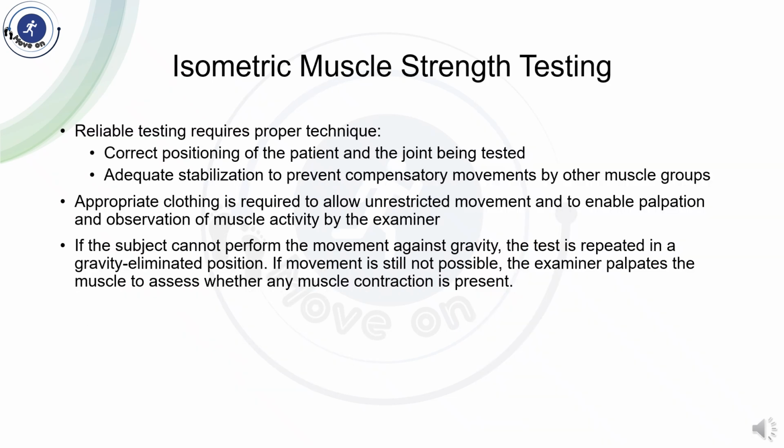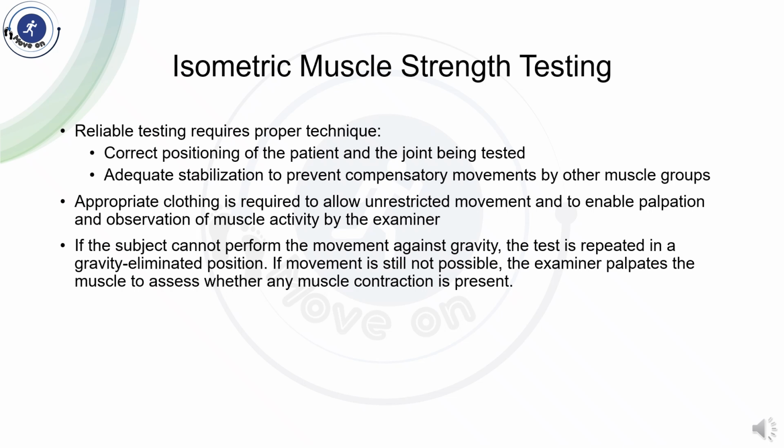To ensure accurate and reliable muscle strength testing, proper technique is essential. The examiner should position the body part correctly and stabilize the joint to improve test specificity and prevent compensation by other muscles. Tight or restrictive clothing should be removed to allow unrestricted movement and to enable the examiner to palpate and observe the muscles being tested and assess the quality of muscle contraction.